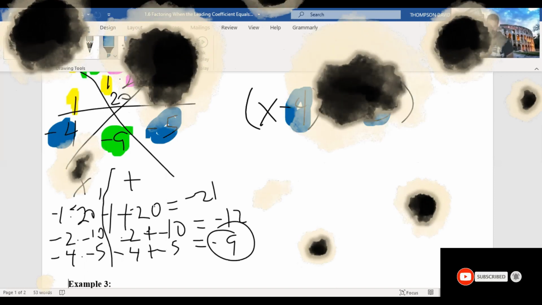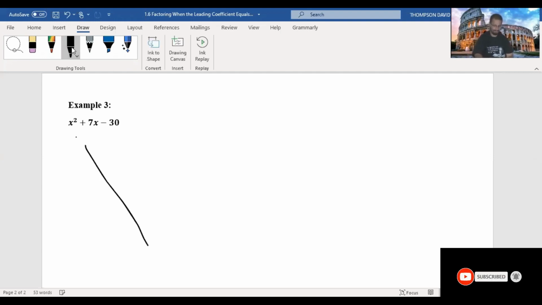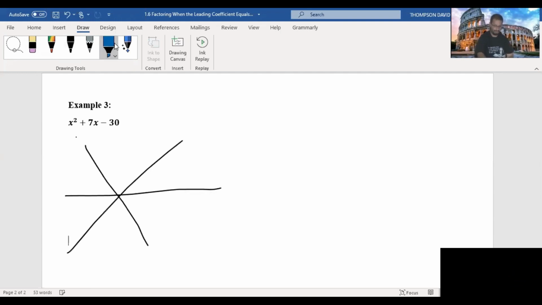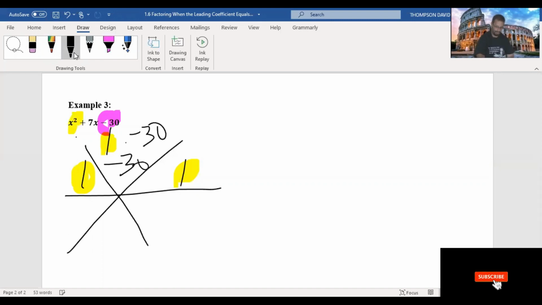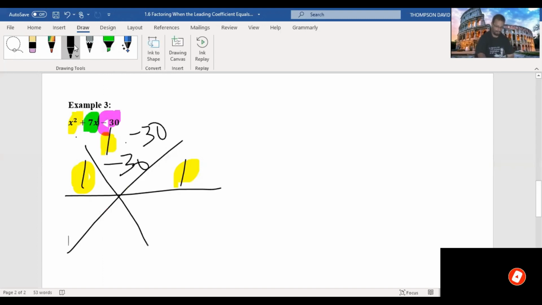Example 3. We have x squared minus 7x, sorry, x squared plus 7x minus 30. Set up our snowflake. Our first term we'll highlight in yellow. That's going to be 1. Our last term we'll highlight in pink. That'll be negative 30. So that'll be positive 1 times negative 30, which will be negative 30. And then our middle term we'll highlight that in green, and that's positive 7.